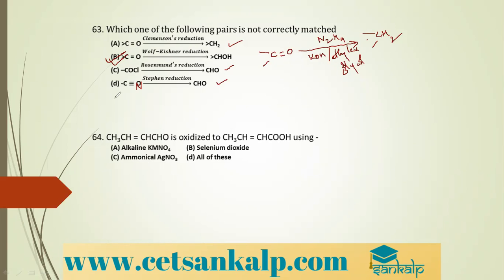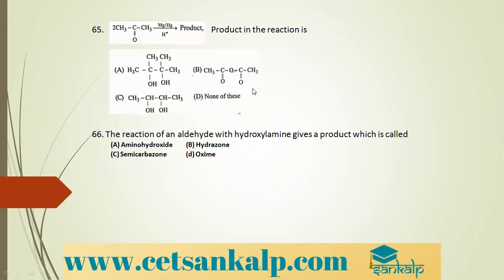Alkaline KMnO4 is a strong oxidizing agent. Selenium dioxide, SeO2, is also a strong oxidizing agent. Ammoniacal silver nitrate, which is called Tollens reagent, is a weak oxidizing agent which converts only aldehyde to carboxylic acid. So only the CHO group has to be converted to COOH. So which is the correct option? It is the carboxylic acid. If they had shown a double bond conversion also, then any of these could be the right answer. Moving to the next question, 65th question.